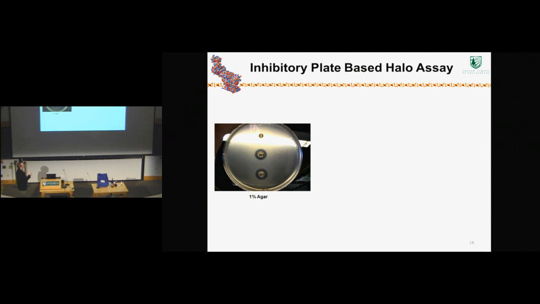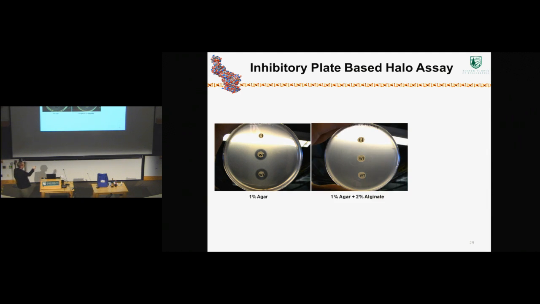What if we include one of those biopolymers in this media? So when Tom formulates this media, in this case with 2% alginate, this is one of the biopolymers in the CF lung, you can see that now suddenly the yeast producing wild-type human lysozyme have no zone of clearance. The reason for that is that the alginate is electrostatically attracting and inactivating that wild-type lysozyme that's being secreted.